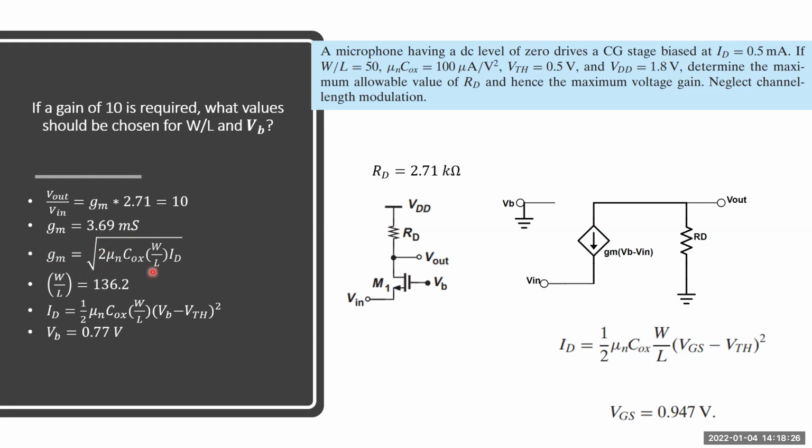We are going to use the GM formula. Again, there is only one unknown parameter, the W over L ratio here. W over L is calculated as 136.2. What is the VB value? We have the drain current, we have the technology parameter, the design parameter, VTH. Then we can calculate the bias voltage by using the drain current formula. From that formula, VB equals 0.77 volt. This is in order to obtain a gain of 10, and these are the required parameters.